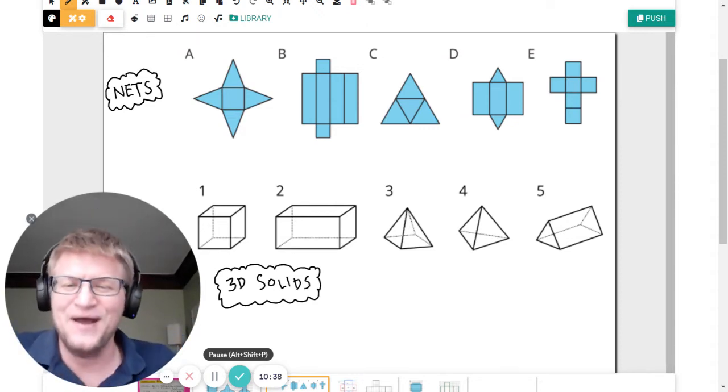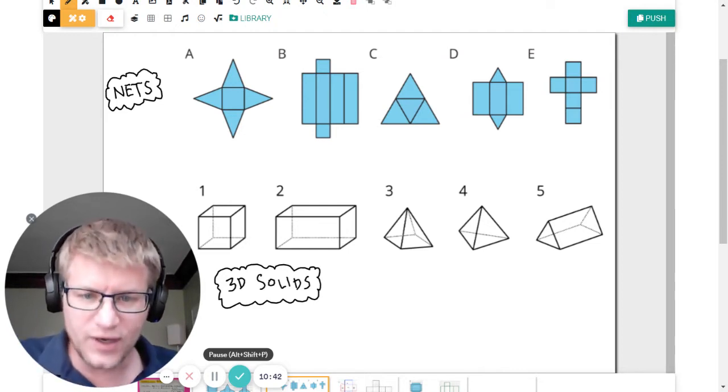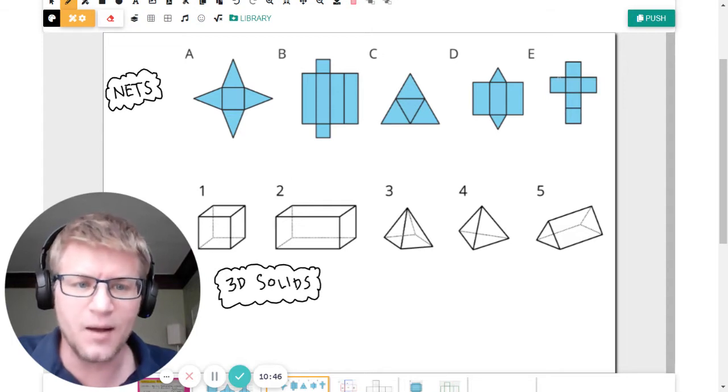Okay, so matching, what do you think? I'm guessing you figured this out. But what I want you to notice is that a couple of these had 6 sides, right?